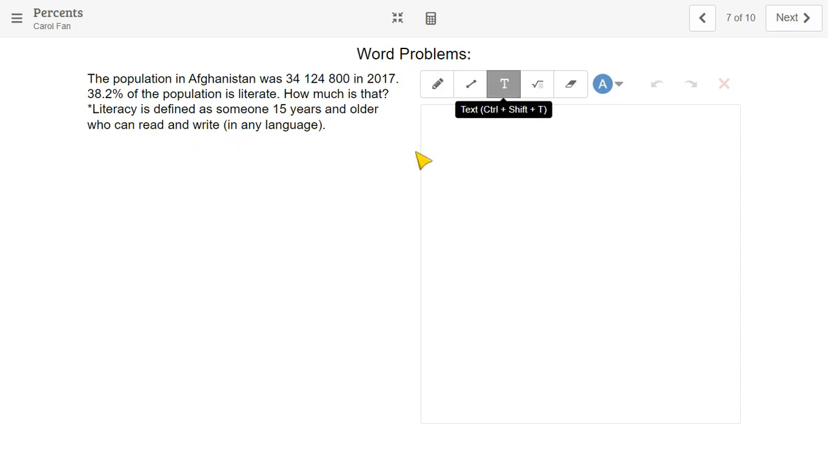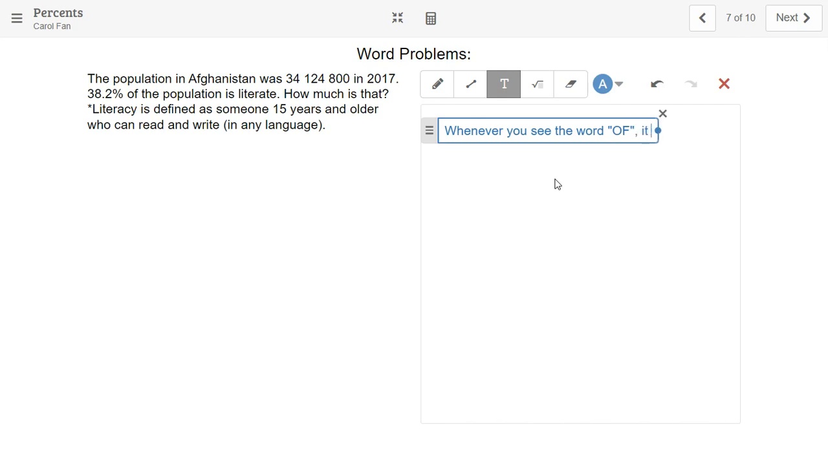So, a little hint here, whenever you see the word of, it means multiply. So, really, the question is asking you, what is 38.2% of the population?